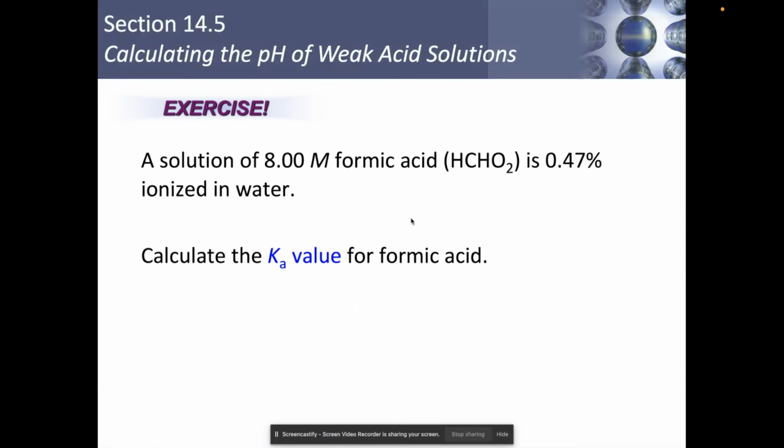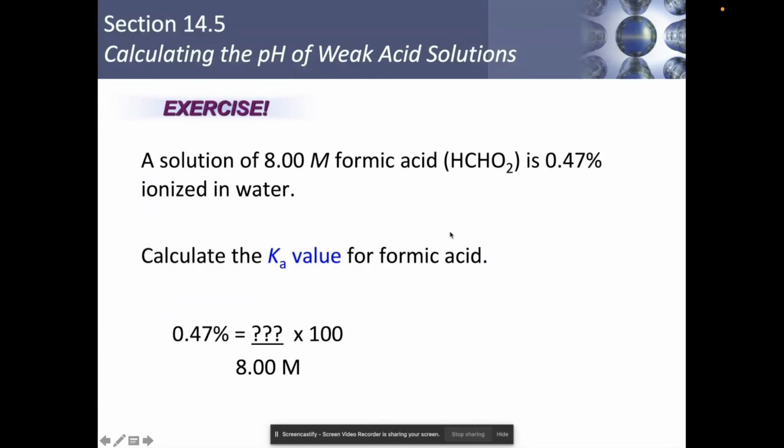Okay, so let's actually calculate this for something like formic acid. I have 8 molar formic acid, and that's what formic acid looks like. It has a 0.47% ionization rate in water. What is the Ka value for formic acid? Let's solve for this. And I'm just going to use question marks instead of an X because later on I'm going to be using X in my ICE diagram. So I don't want to confuse you.